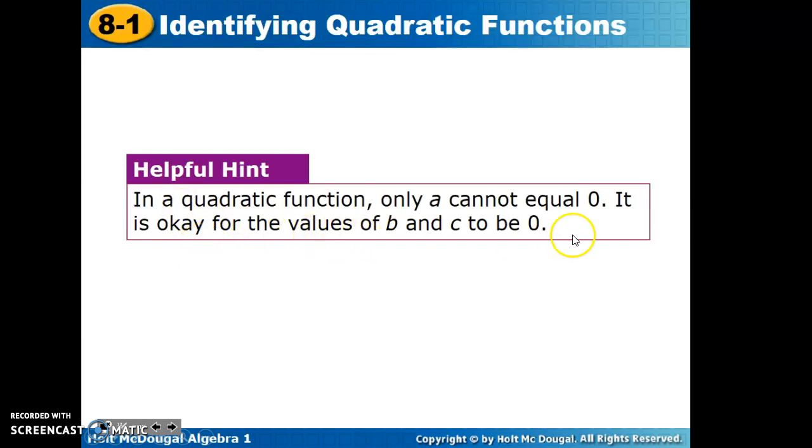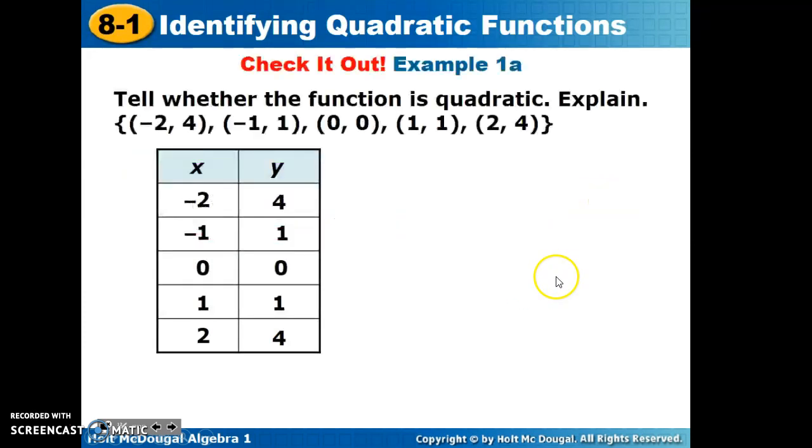In a quadratic function, only a cannot equal 0. It's okay for the values b and c to equal 0. So this is your first Check It Out on example 1.